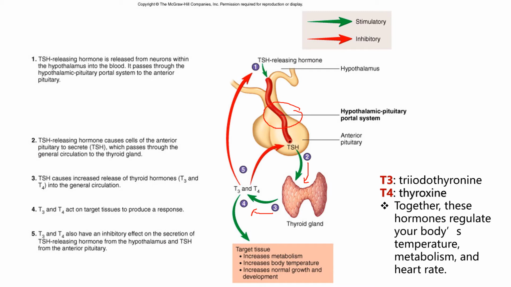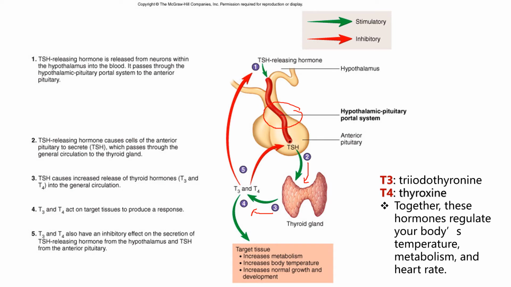So the inhibitory here is the effect on the secretion of the TSH releasing hormone in your hypothalamus and the TSH from your pituitary. Okay, so that's how your thyroid stimulating hormone is being regulated.